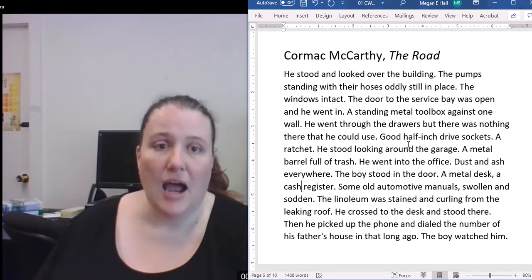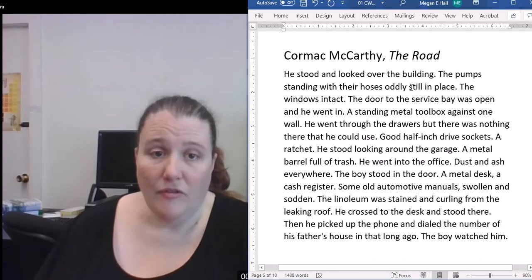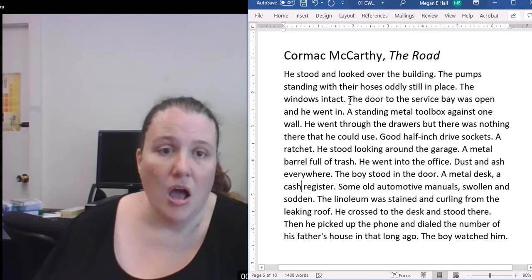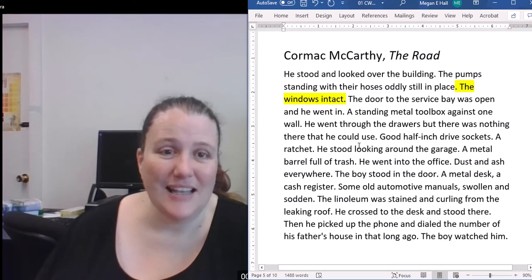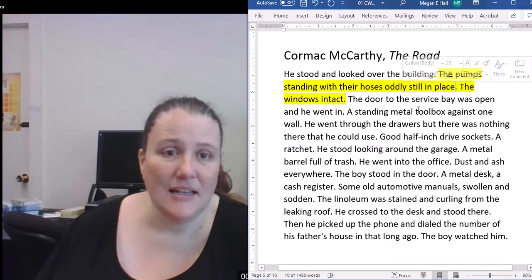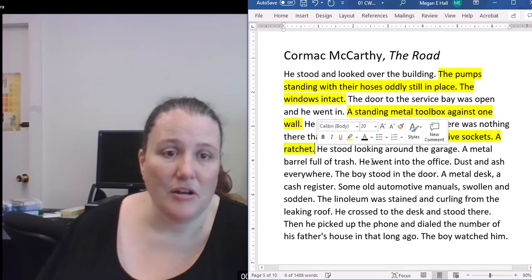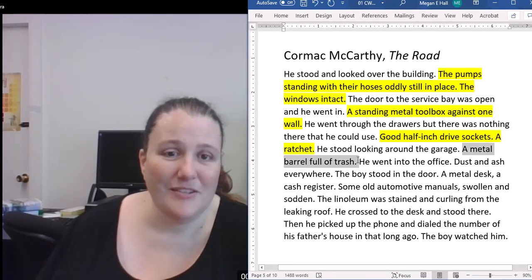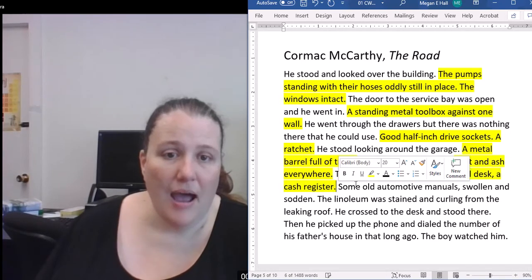So, what do we have here? In terms of style, we have a lot of sentence fragments. So, thinking about syntax, thinking about sentence structure, the windows intact. It's not a complete sentence. The pumps standing, not a complete sentence. A standing metal toolbox. Good half-inch drive sockets. A ratchet. Both of those are incomplete sentences. Sentence fragments. Metal barrel full of trash. Dust and ash everywhere. A metal desk. A cash register.